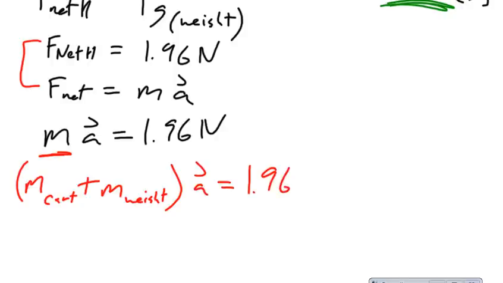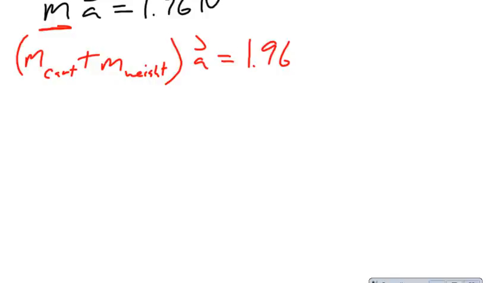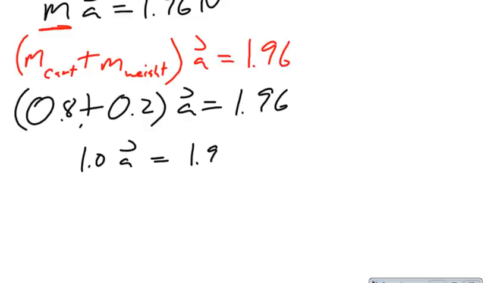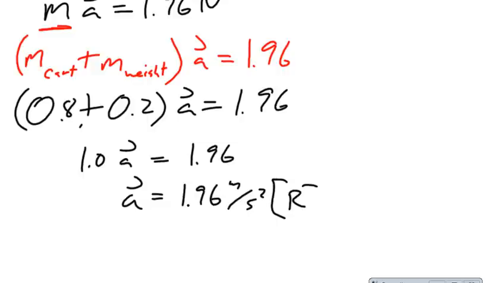Now let's put some numbers in there. 0.8 plus 0.2, times acceleration, is equal to 1.96. So 1.0 a is equal to 1.96. Therefore, the acceleration of this cart is 1.96 meters per second squared to the right, because the cart is traveling to the right along the table.